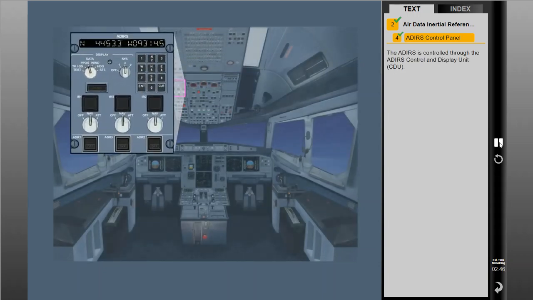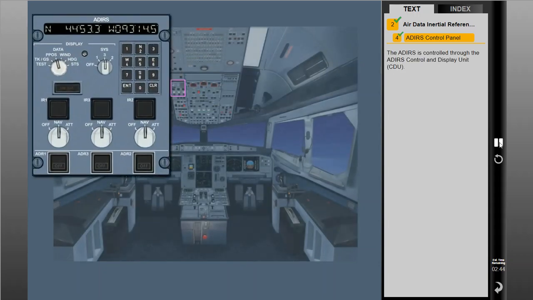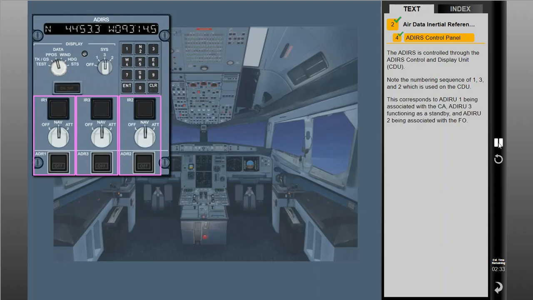The ADIRS is controlled through the ADIRS Control and Display Unit, or CDU. Note the numbering sequence of 1, 3, and 2 which is used on the CDU. This corresponds with ADIRU-1 being associated with the captain, ADIRU-3 functioning as a standby, and ADIRU-2 being associated with the first officer. The rotary mode selectors are used to individually select each ADIRU on and off.